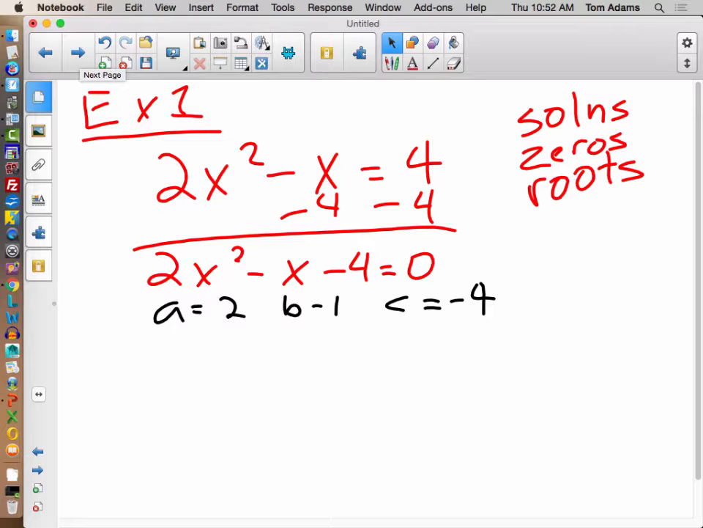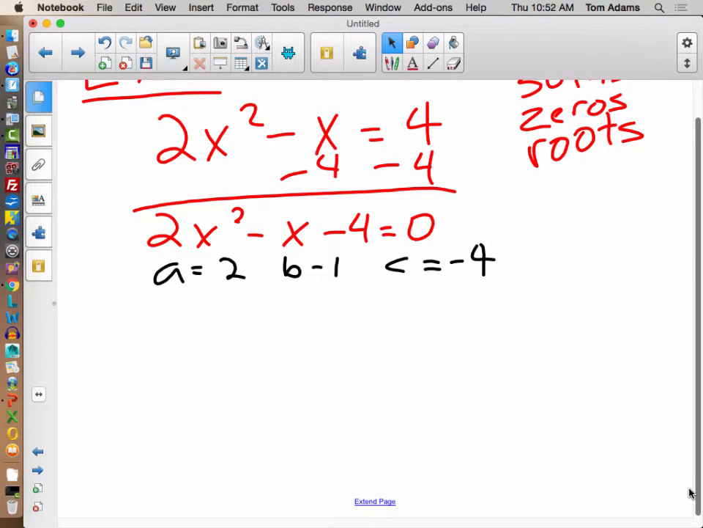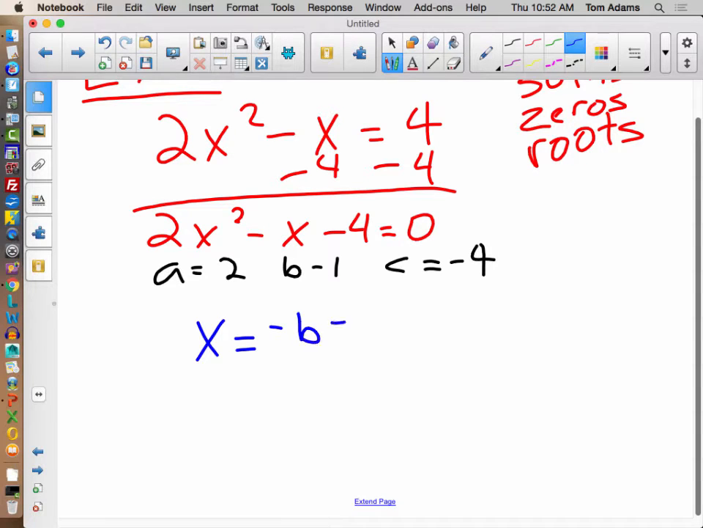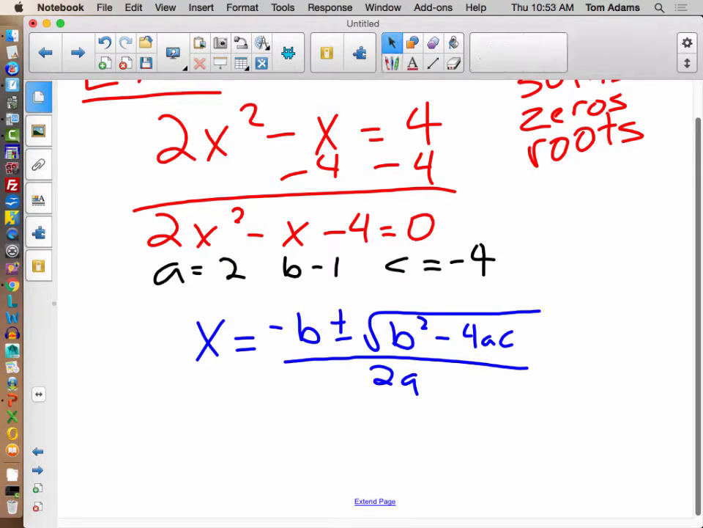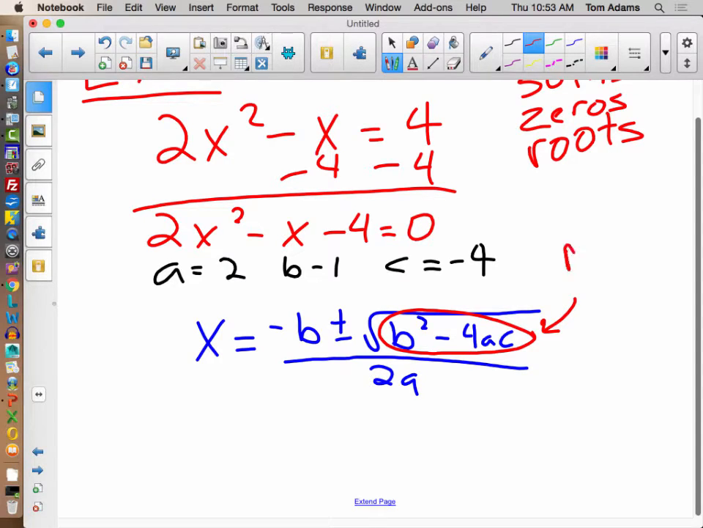A couple things about the quadratic formula. Well, let's write it out first. So x is equal to negative b plus or minus the square root of b squared minus 4ac all over 2a. One thing I want to point out, and we'll talk about this a lot in pre-calculus, I just want to highlight it now. This b squared minus 4ac has a special term. It's called the discriminant.